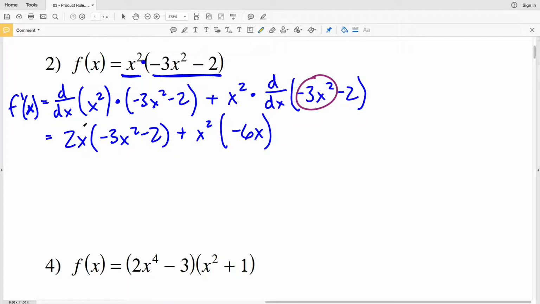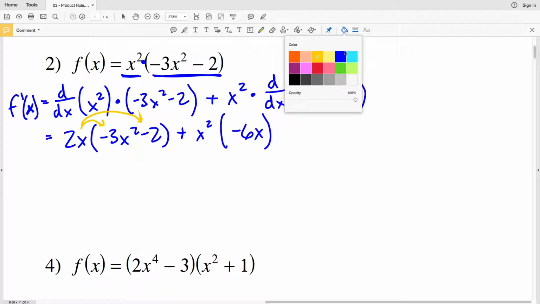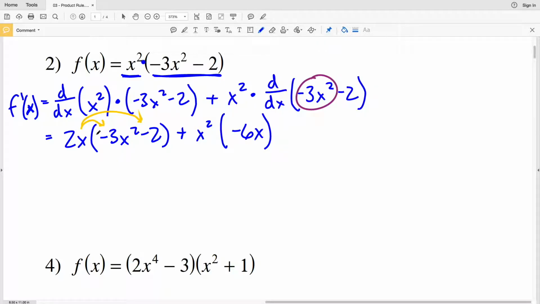Now we're going to attempt to combine like terms, but first we're going to need to distribute that 2x to see if there are any like terms.